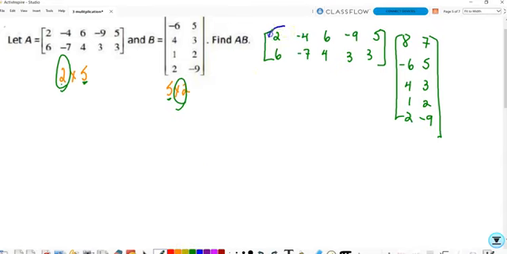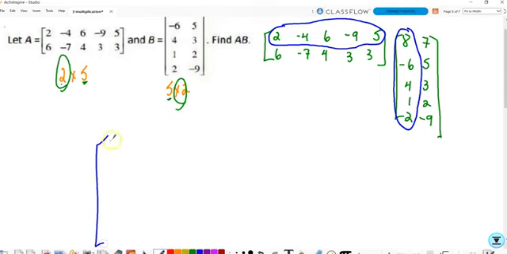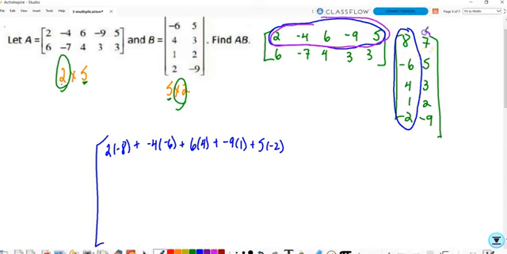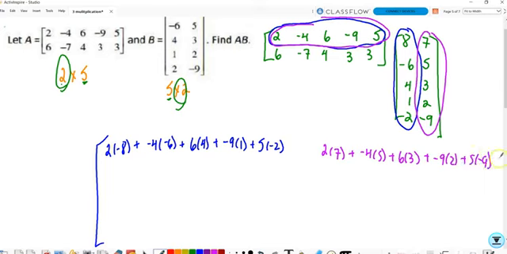All right, so for our answer, we've got first row, first column. So that's 2 times negative 8 plus negative 4 times negative 6 plus 6 times 4 plus negative 9 times 1 plus 5 times negative 2. All right, this problem is just as ridiculous as the prior one. Then we've got first row, second column, 2 times 7 plus negative 4 times 5 plus 6 times 3 plus negative 9 times 2 plus 5 times negative 9.